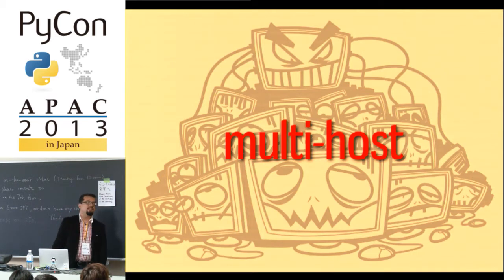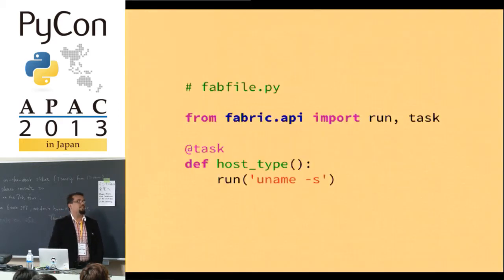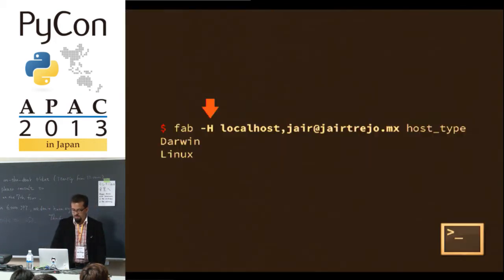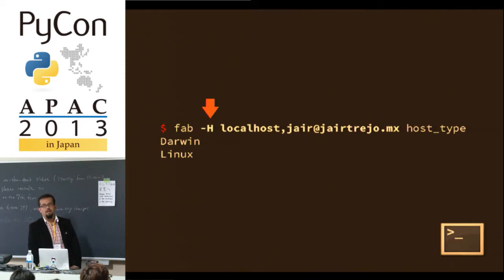By taking advantage of SSH, it can run on multiple hosts. So you can define a task, and using the run function, you can run arbitrary commands on the other servers. And you can specify the hosts very easily. Here, there's a command line flag. And I can run it on my machine and a remote machine. It runs them sequentially.